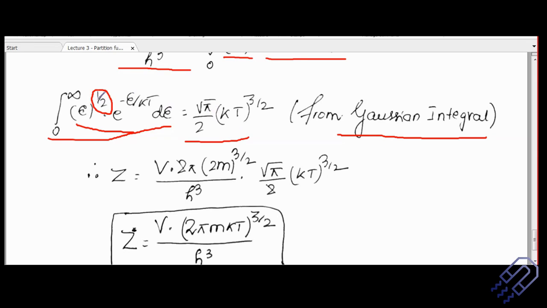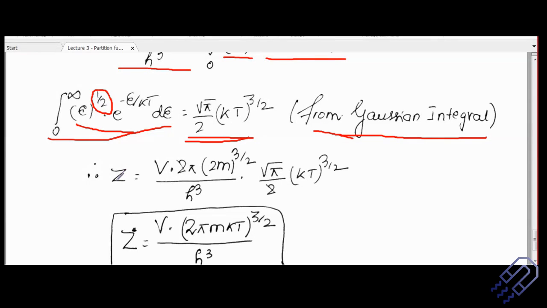Since the power is half, I have just given the answer, and you have to remember it, because this derivation would be very long and doing justice to the marks would be difficult for your exam purpose. So remember: this is root pi divided by 2 into kT to the power 3 by 2. That's the answer to this integration, from the Gaussian integral.